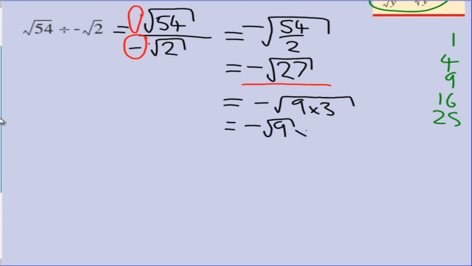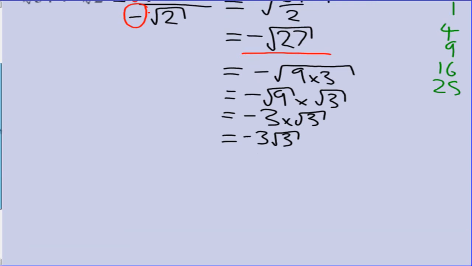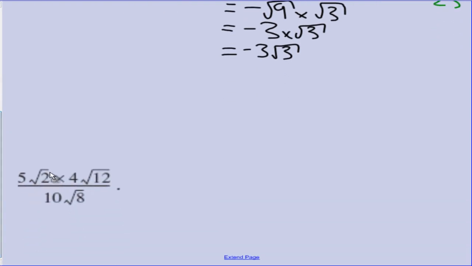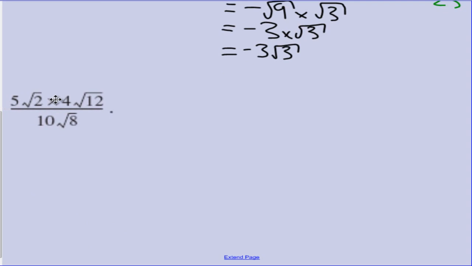Splitting those up, the square root of 9 times the square root of 3, the negative still remaining out the front. The square root of 9 is no longer a surd, so now we have negative 3 multiplied by the square root of 3. We don't need that multiplication sign, so we're going to just get rid of it and have negative 3 root 3. Okay, one more example, increasing the difficulty a little bit.